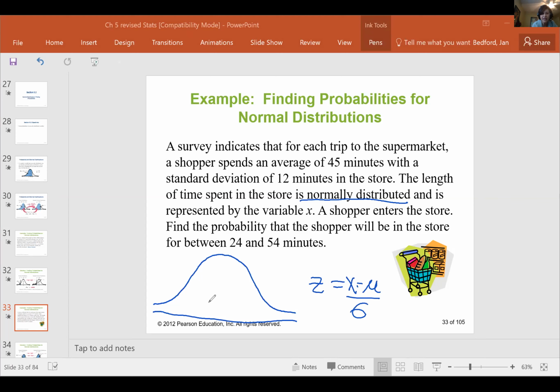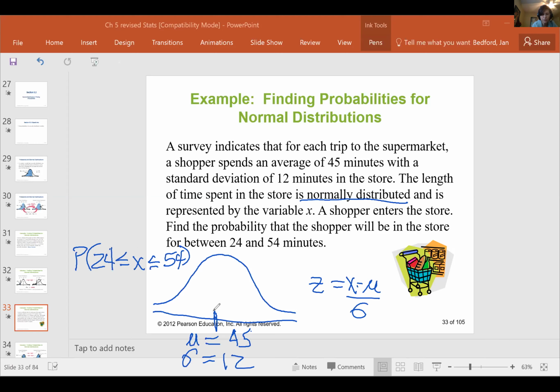If you're going to leave it as X values, then what should you tell me is the mean? What does it say on this problem? 45 minutes. Good. What does it say is the standard deviation? 12 minutes. And what is it asking me to find? The probability of what? Between 24 and 54 minutes. Okay, very good. So I want to know that somebody's in the store for between 24 and 54 minutes.